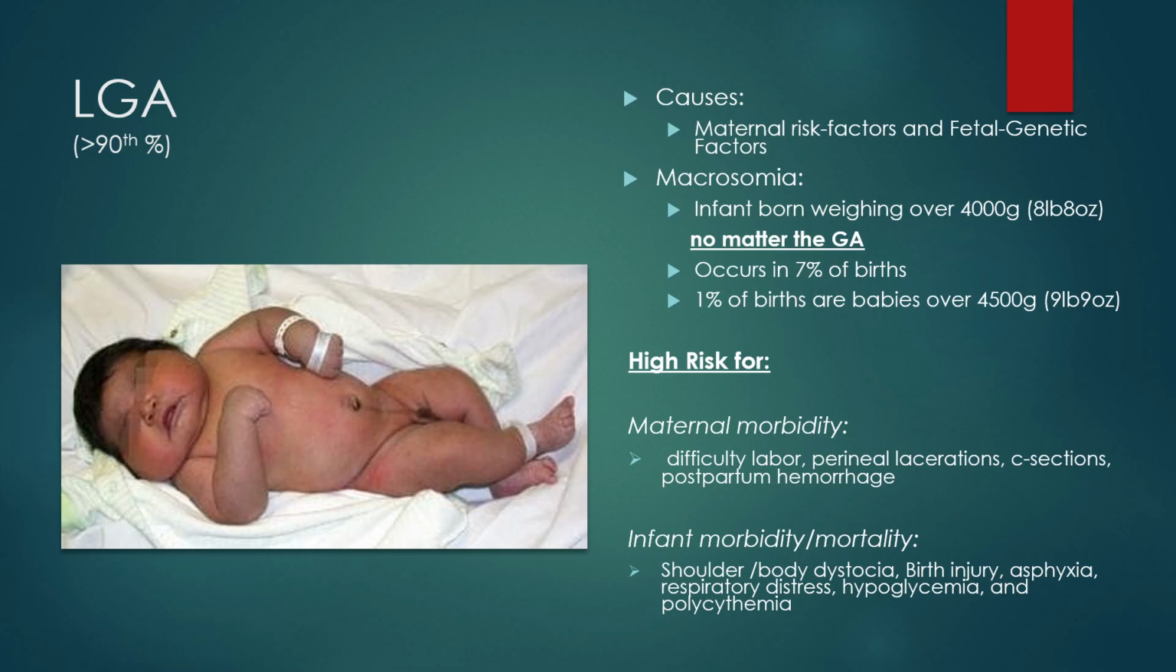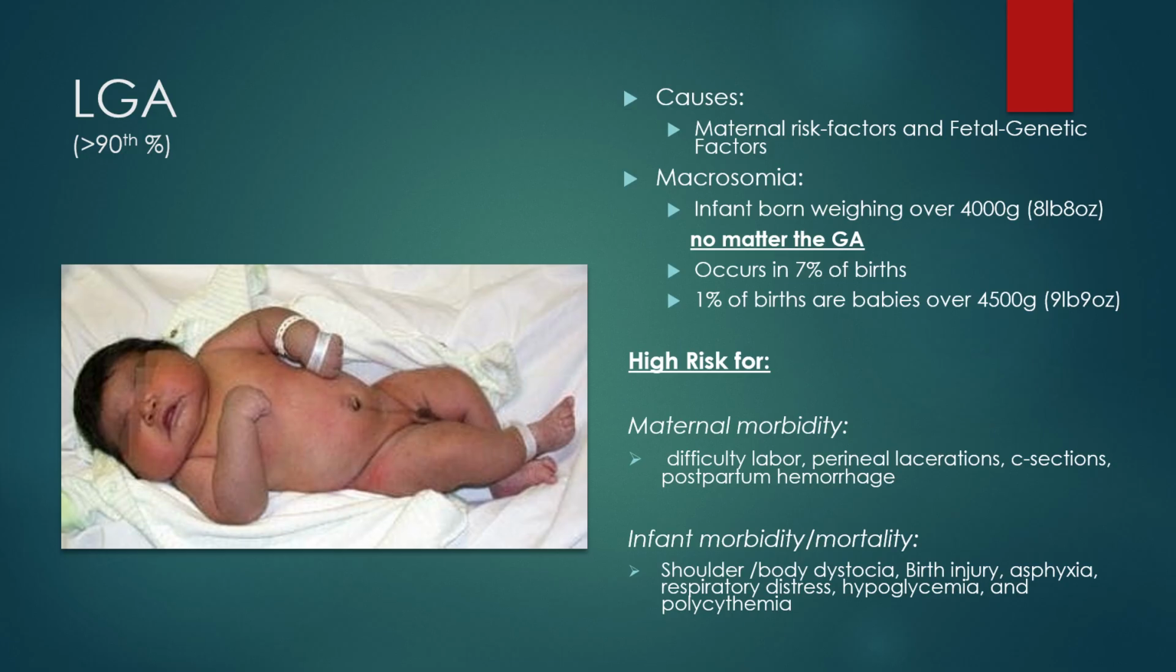I am not a short person, and neither is my husband, and both of our girls were considered macrosomia. My oldest was 8 pounds, 12 ounces, and my baby was 8 pounds, 9 ounces. So technically both of them were macrosomic.